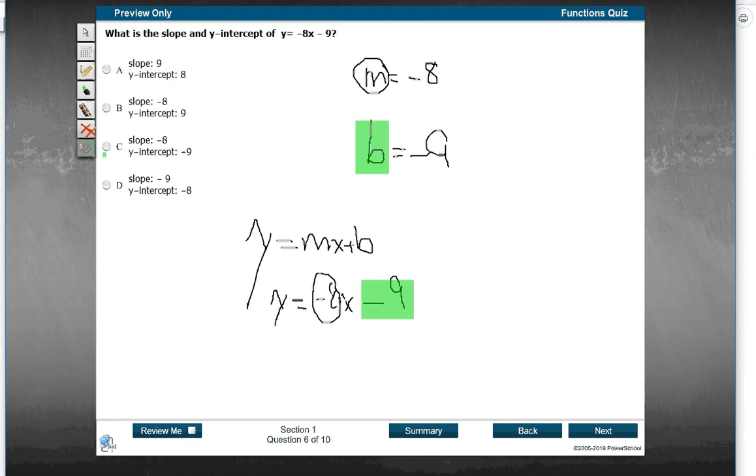So, do we have a slope of 0? Nope. Do we have a slope of negative 8? Yes. Do we have a slope of positive 9? No. Do we have a slope of negative 8? Yes. Do we have a y-intercept of negative 9? Yes. And so we know that this will be good. Always double checking our work. And so we can pick C for that one.